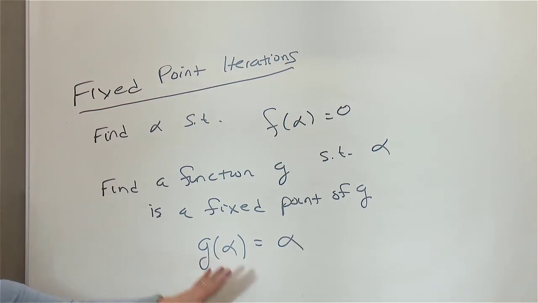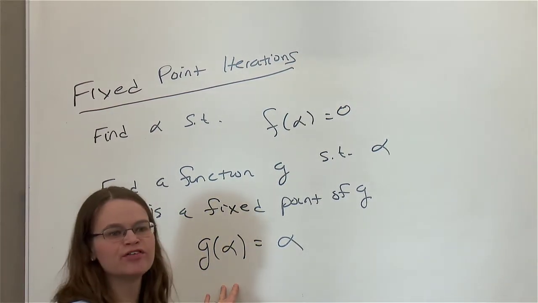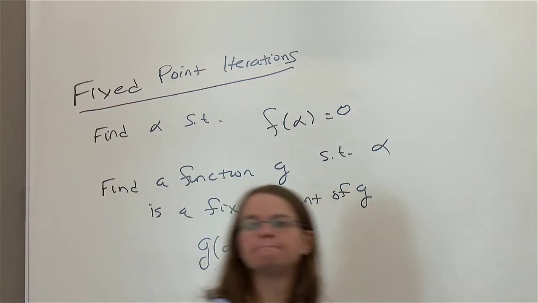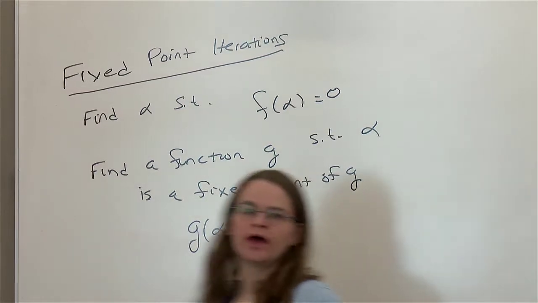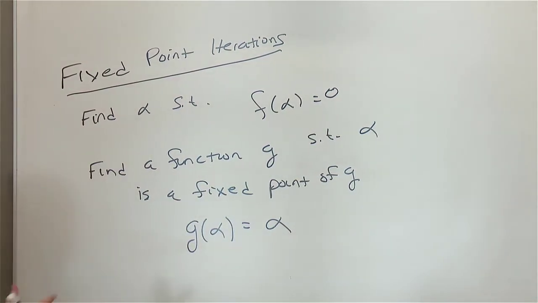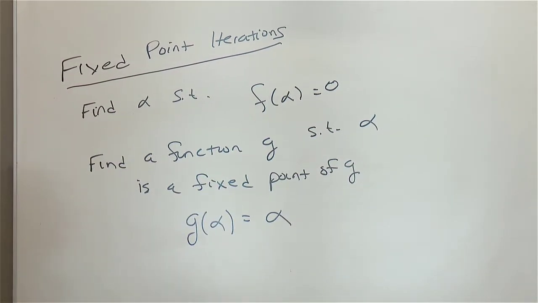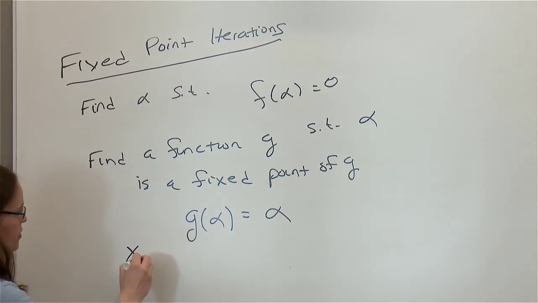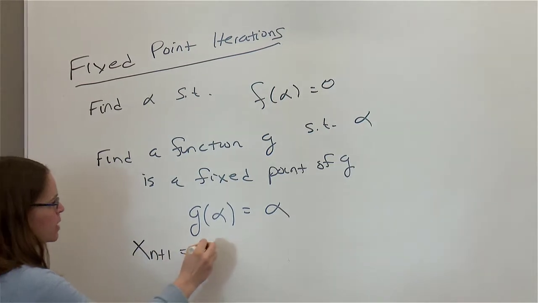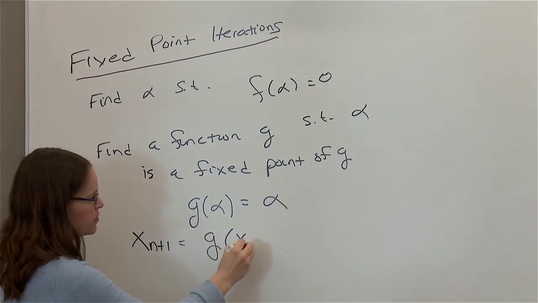Okay, and why is this a nice approach? Because it gives us a really easy way to build a numerical method from here. So now what are we going to do? We're going to say, let's start with a guess, xn, and we want to try to make it better. So what am I going to do? I'm going to iterate like this: xn plus 1 equals g of xn.